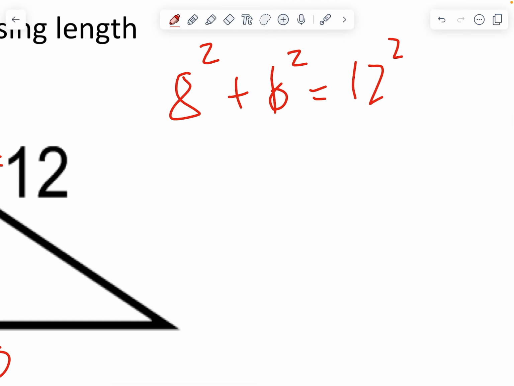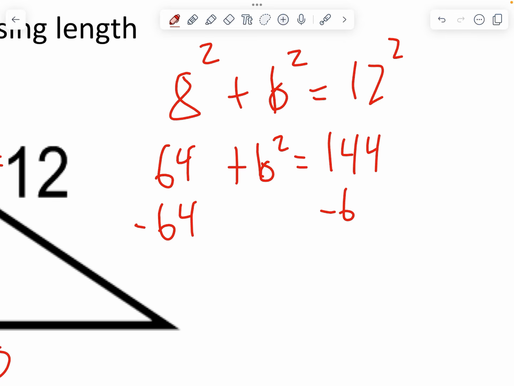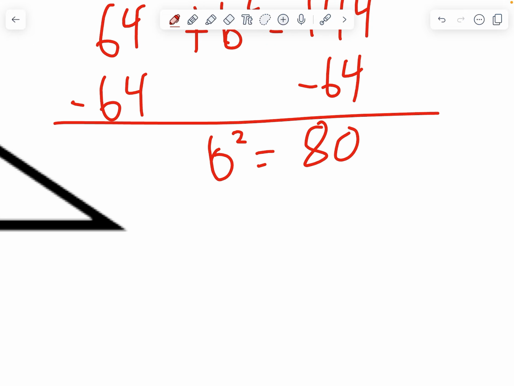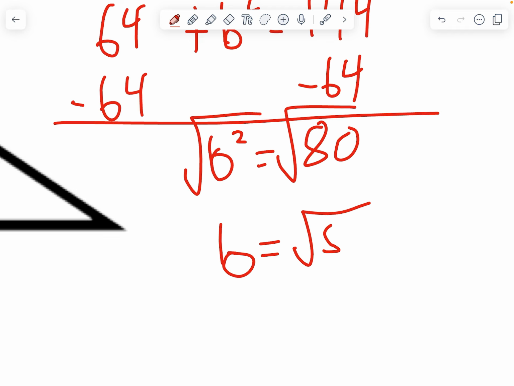So we square both our numbers. 8 squared is 64, and 12 squared is 144. Then next we are going to subtract so that we can get B squared by itself. So B squared equals 144 minus 64, which is 80. And then your last step, you need to get rid of the squared, which is right here. And you do that by taking the square root of both sides. So you can start to see how we are building off of what we learned yesterday. So B is the square root of 80.